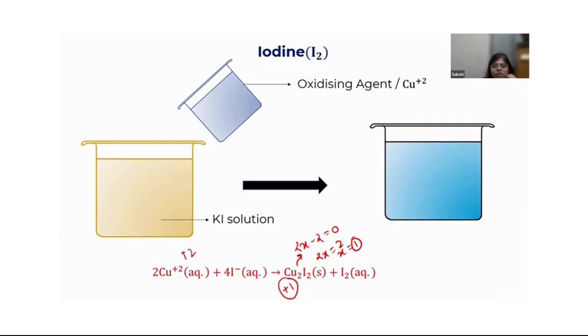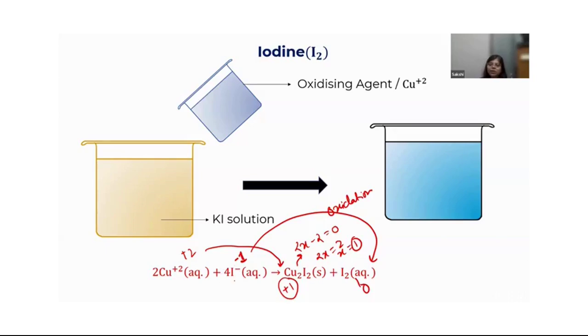So +2 to +1 is what? Oxidation or reduction? Yes, it is reduction. It has gained 1 electron. What about this? Here iodine has a charge of -1. I minus, and here it is 0. So -1 to 0 is what? Loss of electrons. So oxidation, right? So basically, copper here is acting as an oxidizing agent.